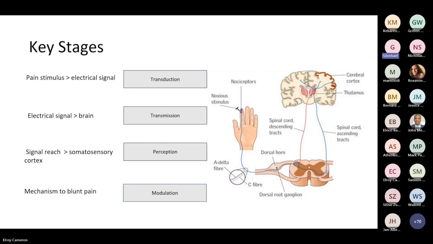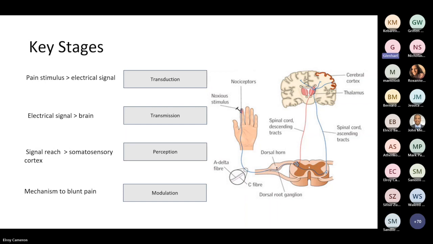All right. And then that follows up to transmission. Transmission, that electrical signal then moves along all the various tracks, nerve tracks, until it reaches the brain. And perception, now that is the part when that nerve signal crosses over to the somatosensory cortex, and then we will know that we have pain.